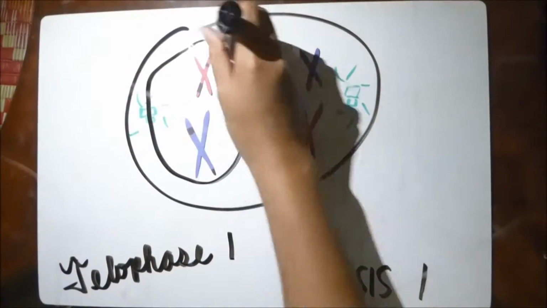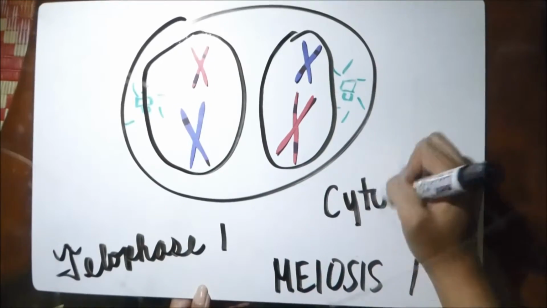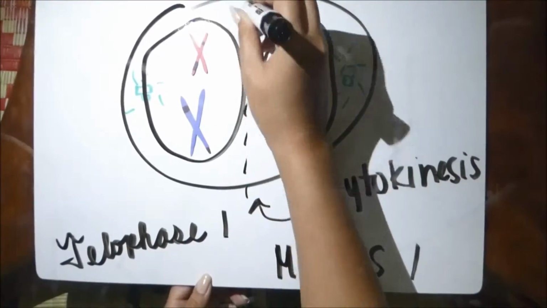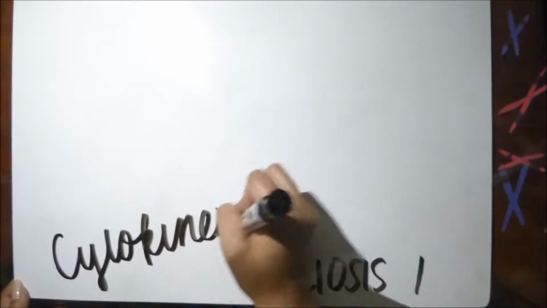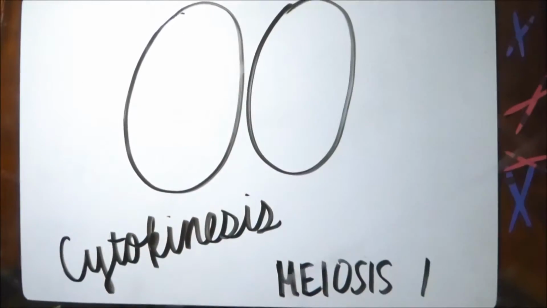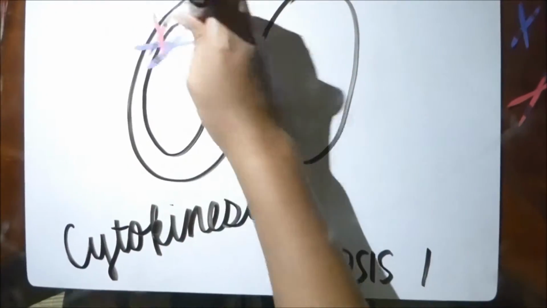In anaphase 1, the chromosomes are being pulled apart and shipped to either side of the cell. The homologous chromosomes are now separated. In telophase 1, a nucleus is being formed around each set of chromosomes, and cytokinesis splits the cell in half.